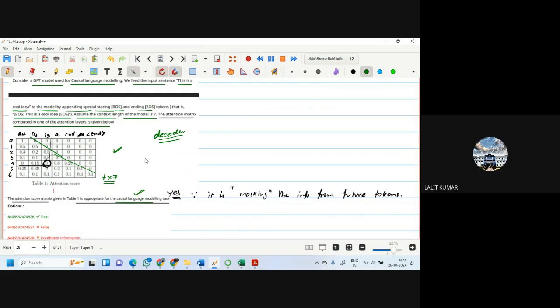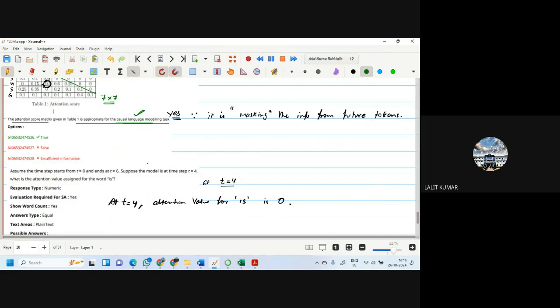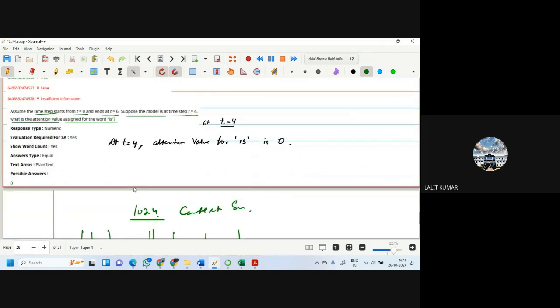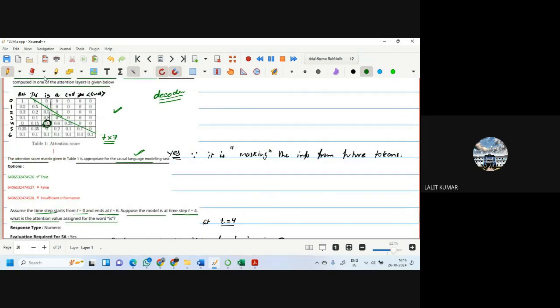And the second question is, assume the time step starts from t equal to 0 and ends at t equal to 6. Suppose the model is at time step t equal to 4. What is the attention value assigned for the word "is"? So we come to time step t equal to 4, and we see the attention for "is" is 0 in this. So the answer is 0. This can be asked again in some other format also. Just see this question and you will get the idea how to hack it.